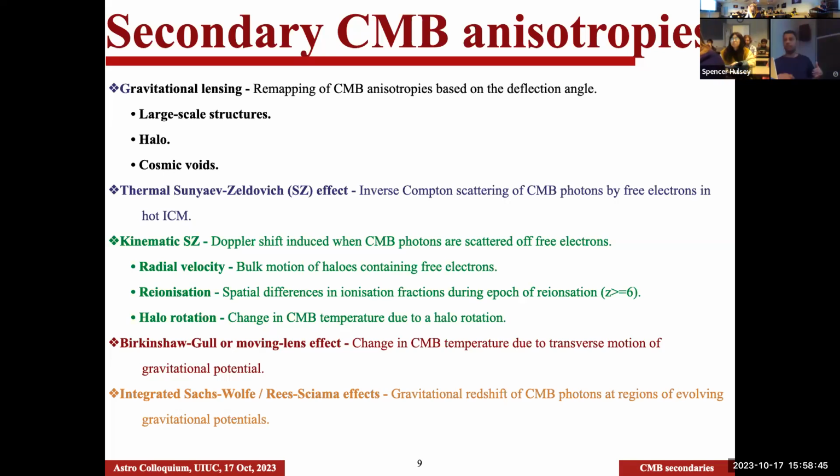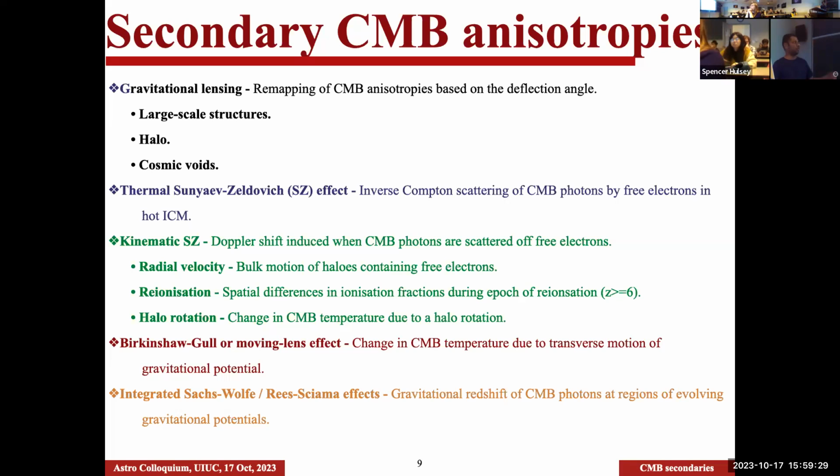So next is the kinematic SZ. Very similar to thermal SZ, but the kinematic SZ arises because these free electrons are not just static, they're actually moving along the line of sight. If they're moving towards us, they give rise to a Doppler blueshift. If they're moving away from us, they give rise to a Doppler redshift. So it's just a Doppler shift induced on CMB photons due to free electrons. It can be due to the radial motion of halos in the universe, due to the fact that at the time of reionization these ionized bubbles are moving, or due to the fact that some halos are rotating.